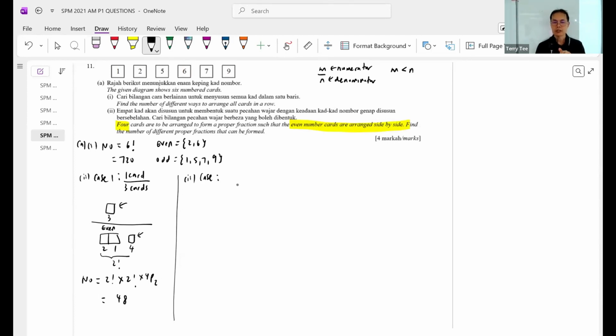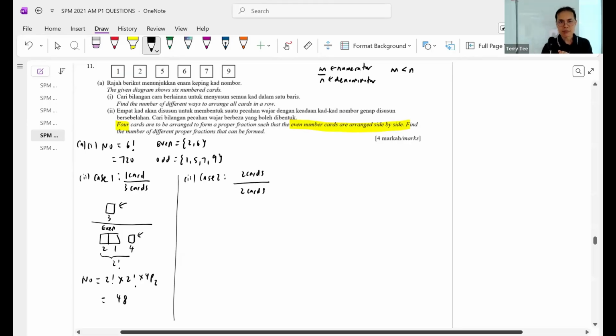Okay, now case number 2. Here you need to break up into more cases. You can have 2 cards below and 2 cards on top. Now, here's the thing. If you want a proper fraction, that means your denominator must be bigger. So if you look at the numbers that you have, you need to put the even numbers together. Can you put the even numbers on top? Can you put the even numbers below? Can. So more cases to think about.